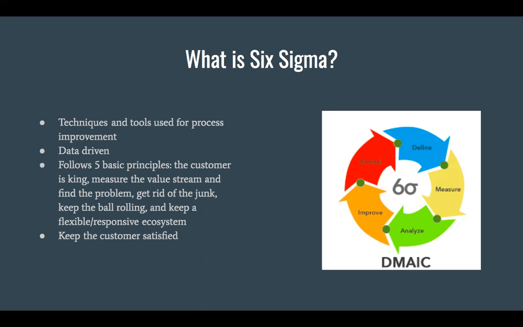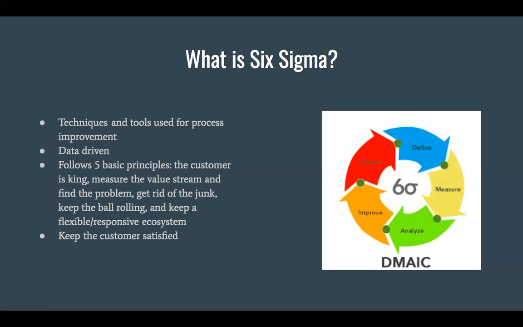The first is that the customer is the king. A business needs to understand the customer, their needs, and what drives their loyalty. The second is to measure the value stream and find your problem. The way to do this is to map out the steps for a given process and determine any areas of waste. Also, gather specific data to determine areas that cause problems and can be transformed or addressed.